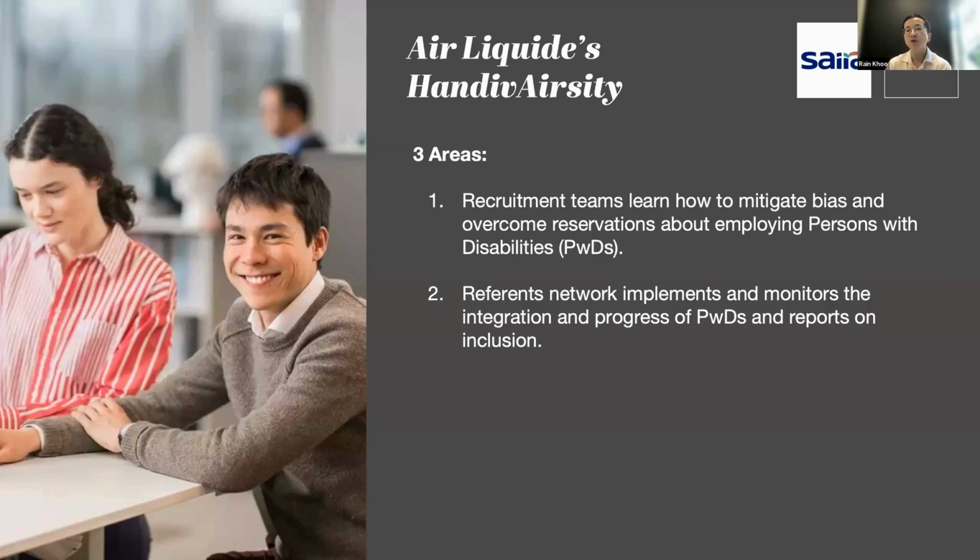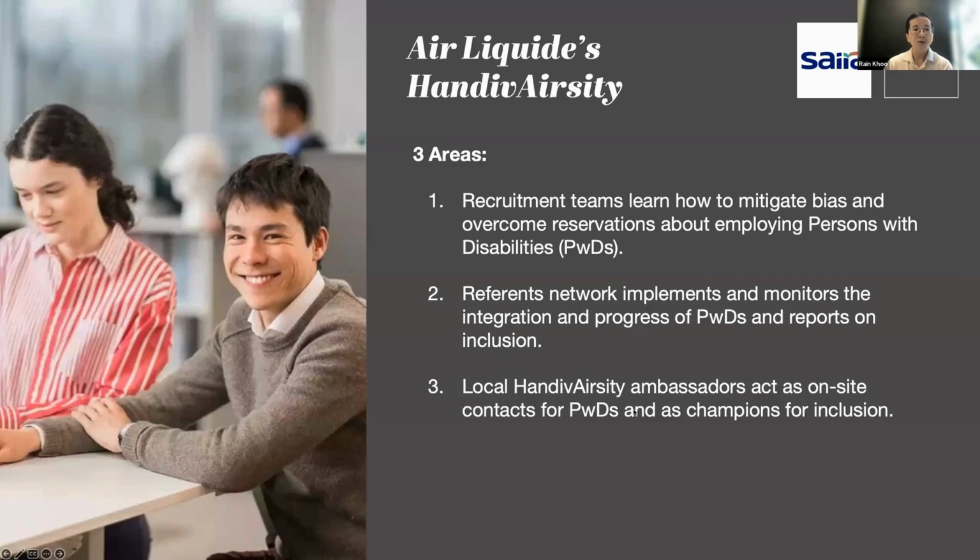These networks also monitor and guide the inclusion of hires into the task force. They also appoint champions for inclusion, which they call Handy Varsity Ambassadors. These persons become the on-site support for PWDs. And aside from this, they also share their best practices with their suppliers to encourage the whole ecosystem to be including persons with disabilities into the workforce.